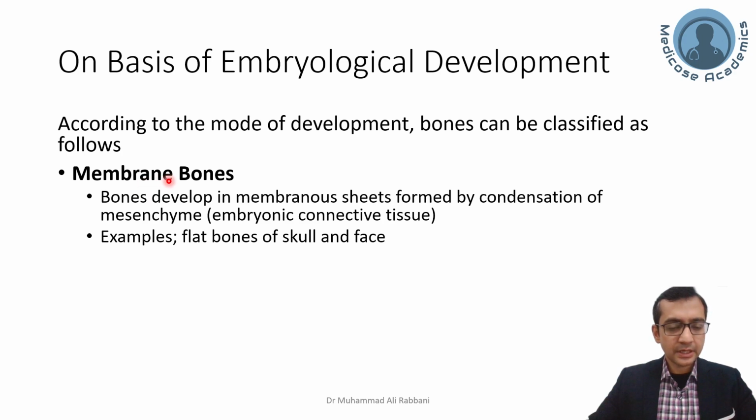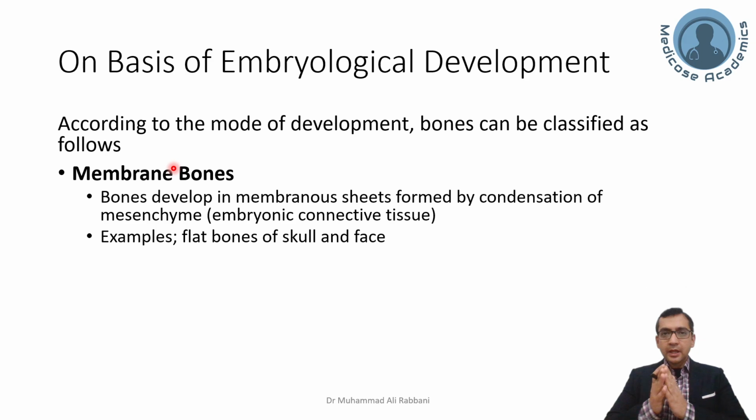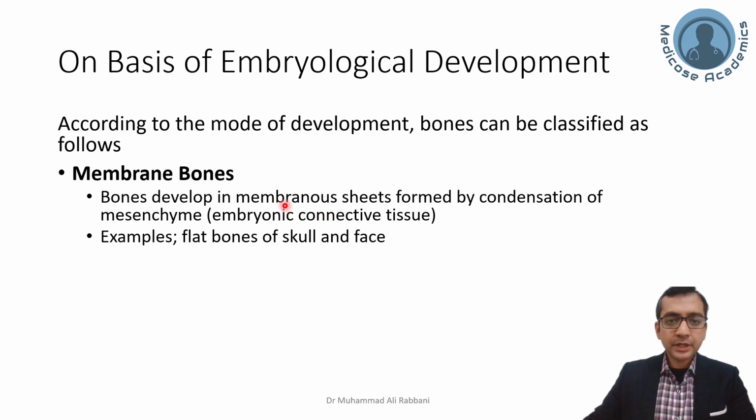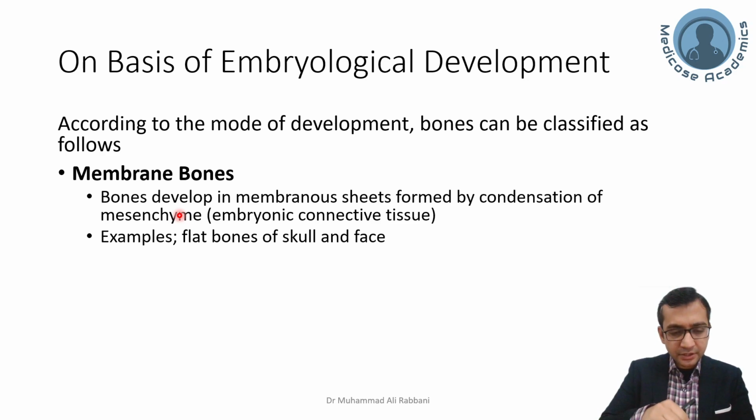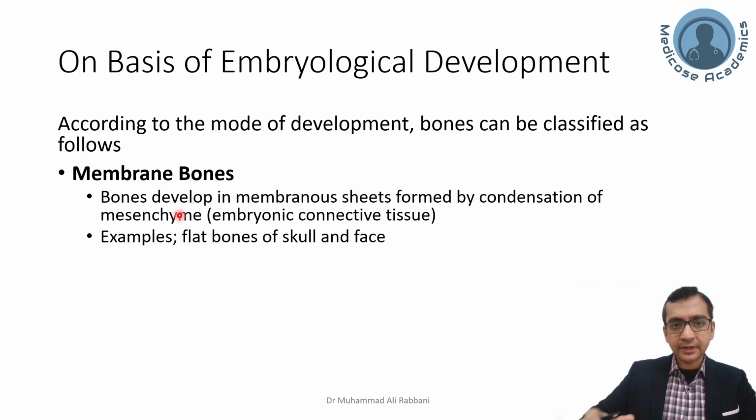Membranous bones, membranous ossification. Here the embryonic tissue known as mesenchyme first condenses to form membranous sheets where the future bone is to be formed, and then centers of ossification start in them, and the whole membrane is gradually ossified. There is no intervening stage of forming a cartilage.